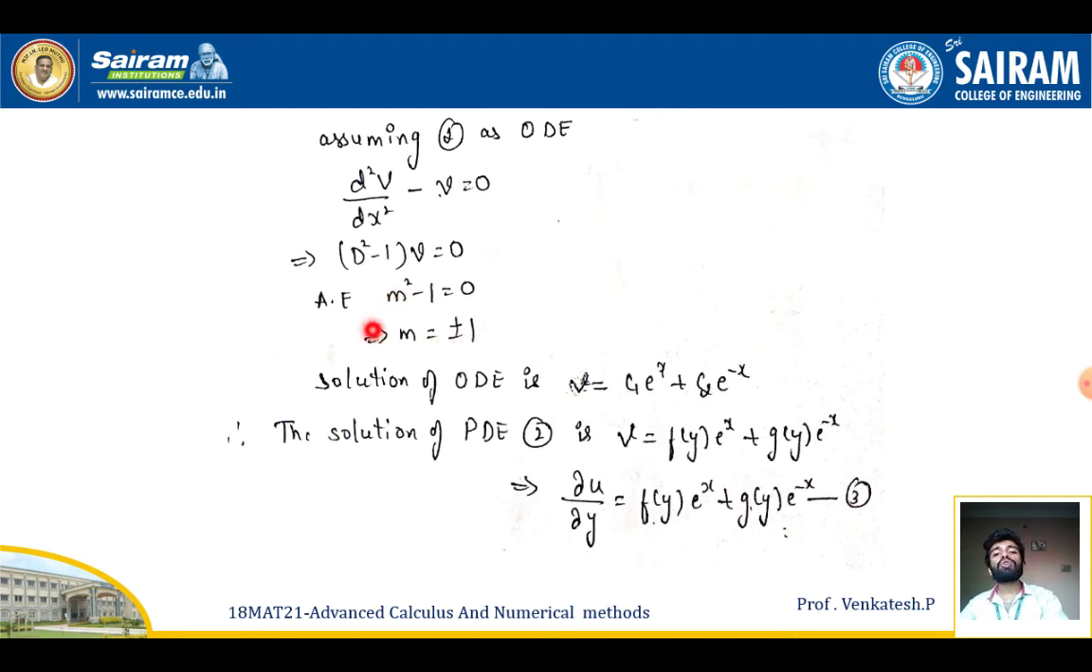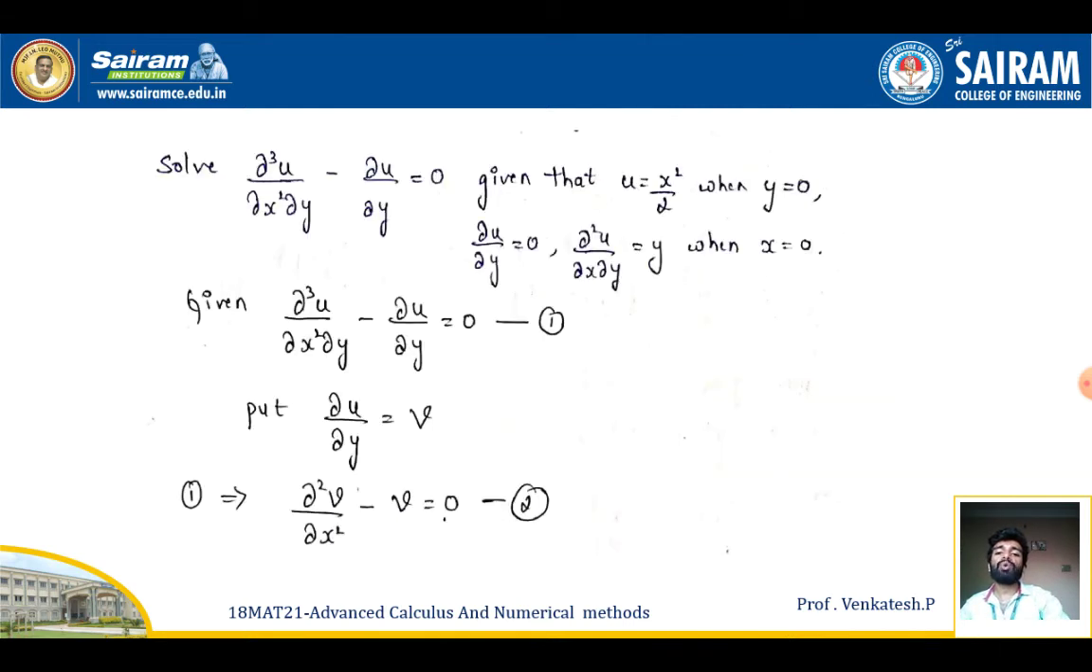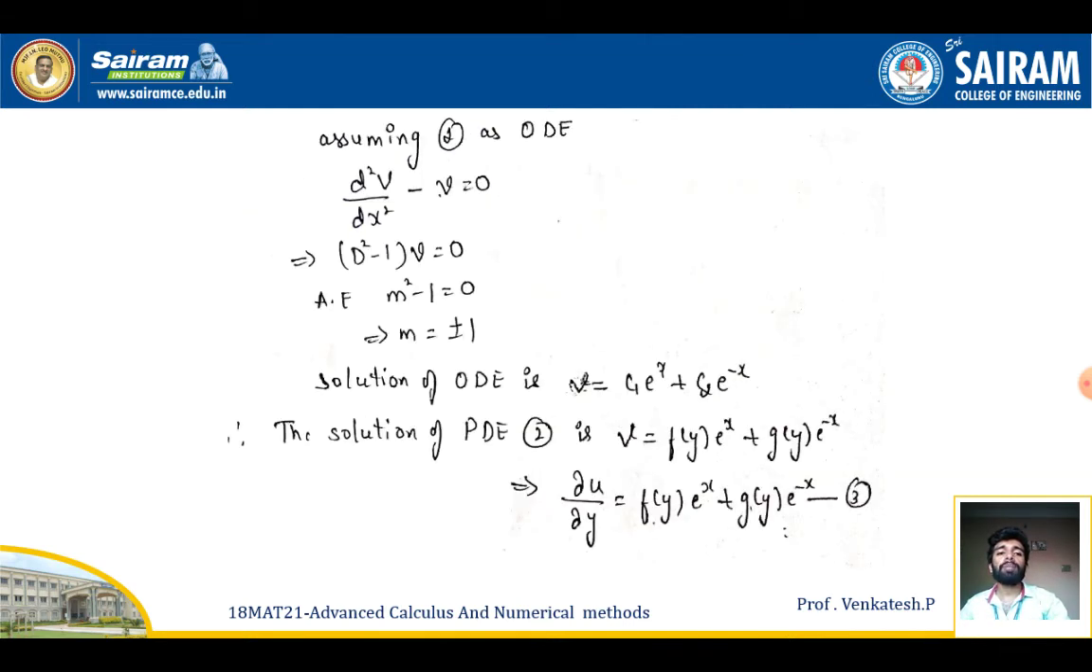So now the solution of this ordinary differential equation will be v = c1 e^x + c2 e^(−x). Actually I want to represent the solution in terms of a partial differential equation. As I told, we have to replace the constants with an arbitrary function of the other independent variable. So I'll get the solution of the partial differential equation as v = f(y) e^x + g(y) e^(−x). But previously I took v = ∂u/∂y, so I'm going to replace that back.